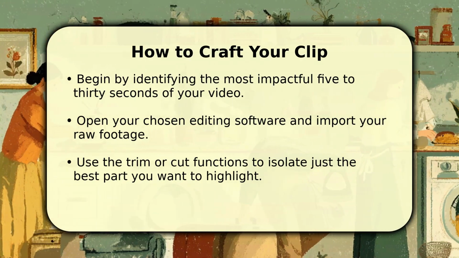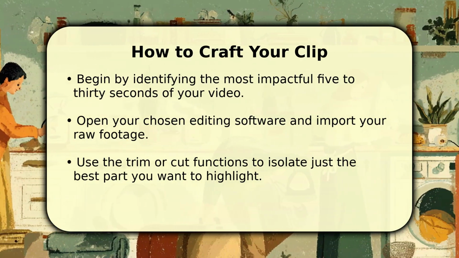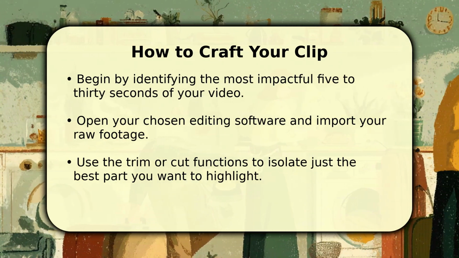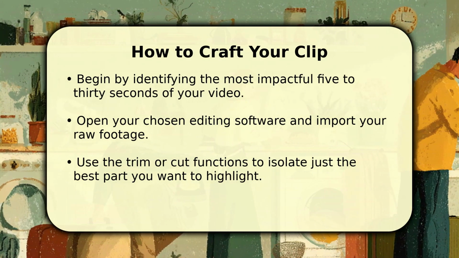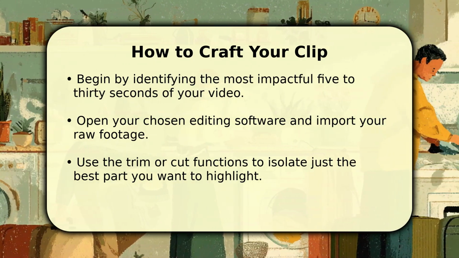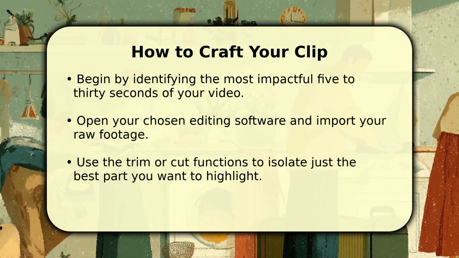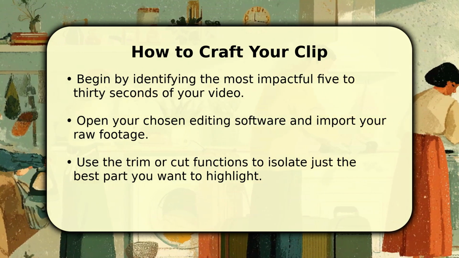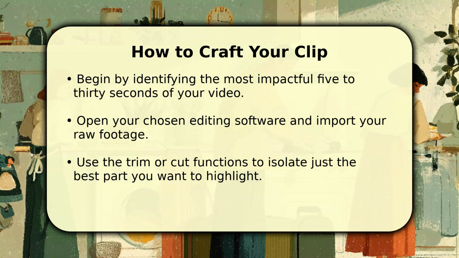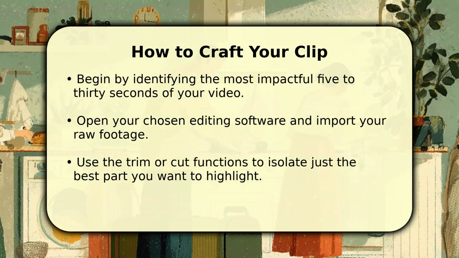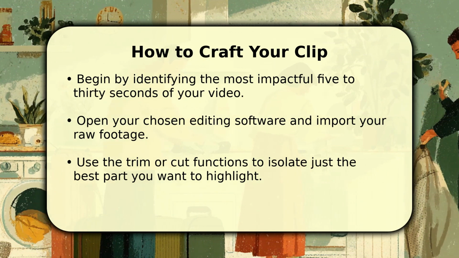Start by watching your video and pinpointing that one golden moment, perhaps a key takeaway or a hilarious reaction. Think about a segment that's anywhere from 5 to 30 seconds long, the sweet spot for short clips. Then, simply import your video into your editing app and use the intuitive trim or cut tools to select and save only that perfect segment. It's truly that simple to get started.